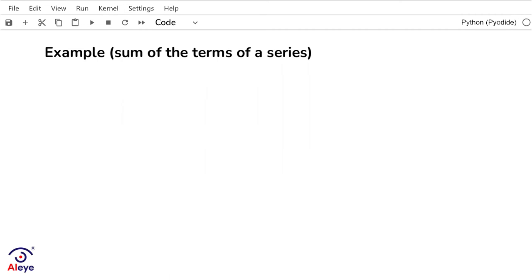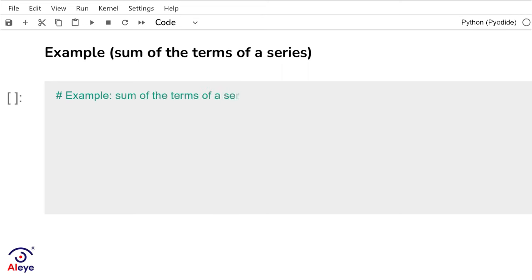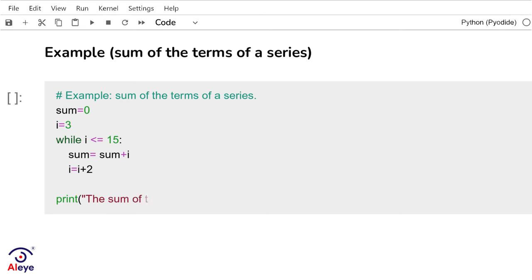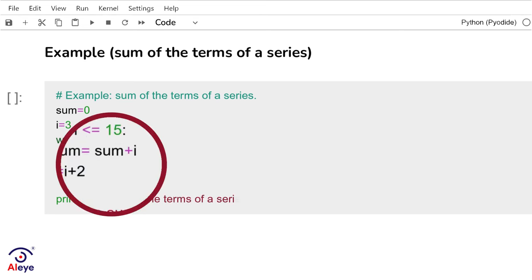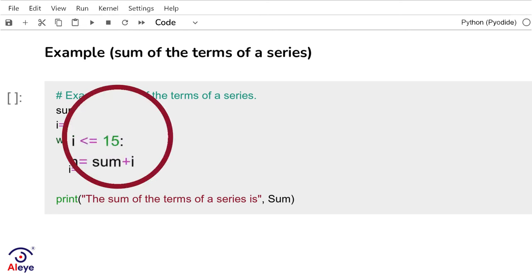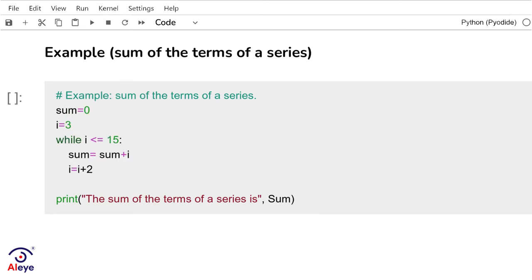The following simple code prints the sum of the elements of the series that starts with 3 and ends with 15. The index i is initiated as 3. The loop iterates over the range 3 to 15 with a step size of 2, adding the current value to the sum variable. This task is repeated as long as the condition i less than or equal to 15 is true. Finally, the sum is printed.